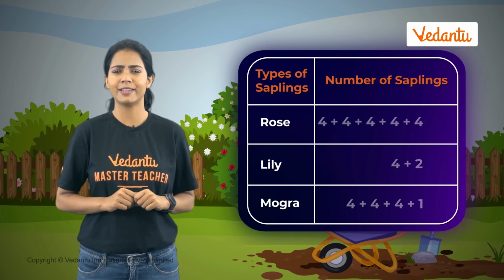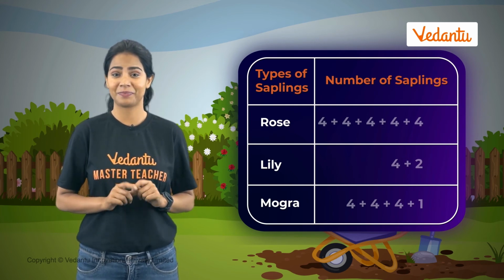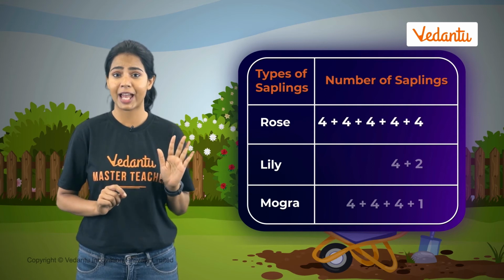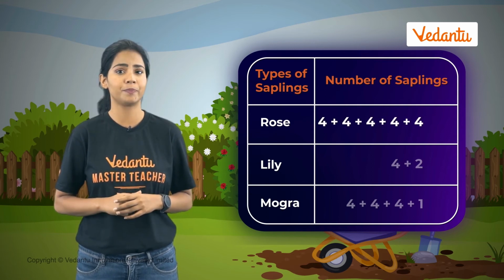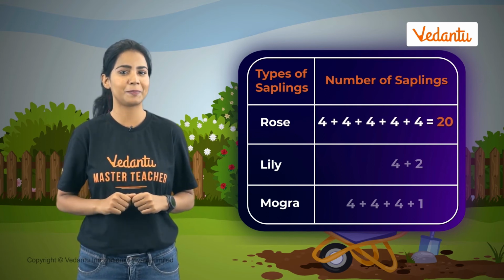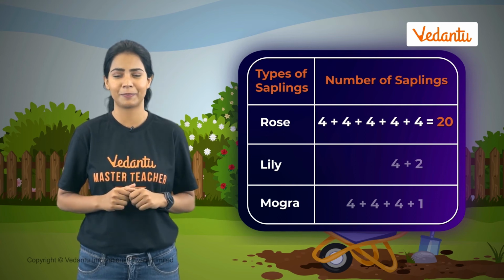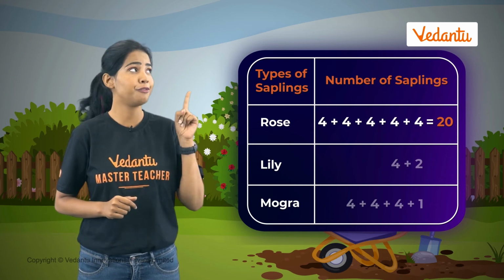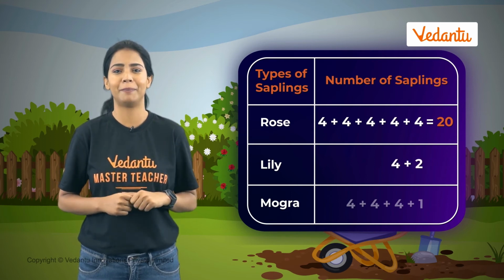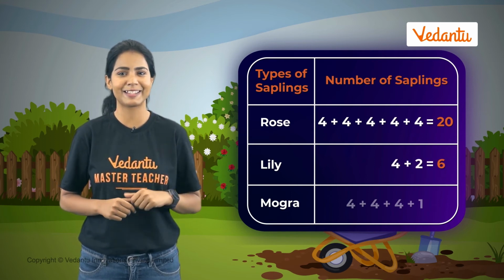All we have to do is add these numbers. So we have 5 times 4 in the roses column, which is 20. So I have 20 saplings of roses. For lily, we have 4 plus 2 saplings, which is 6 saplings.